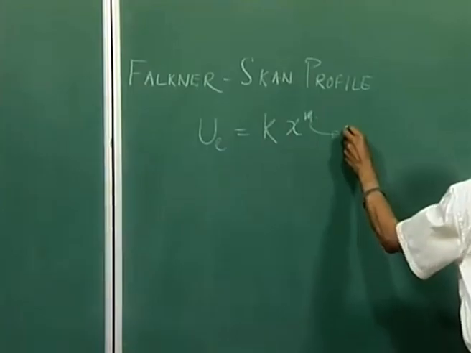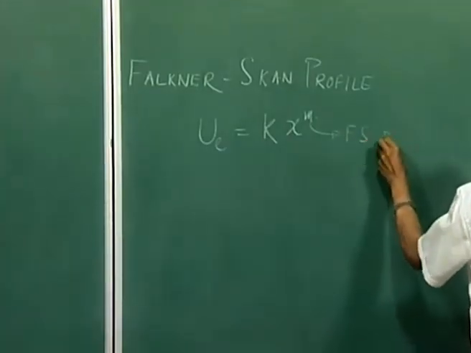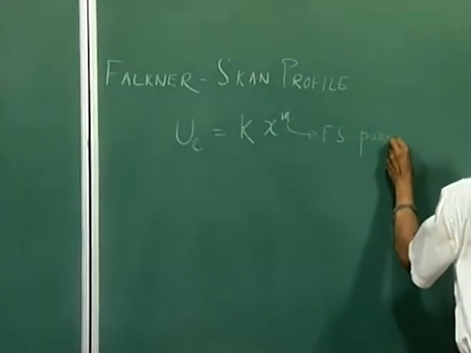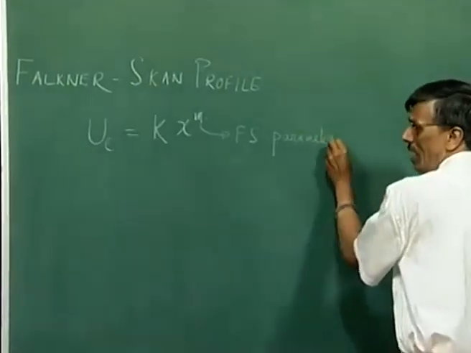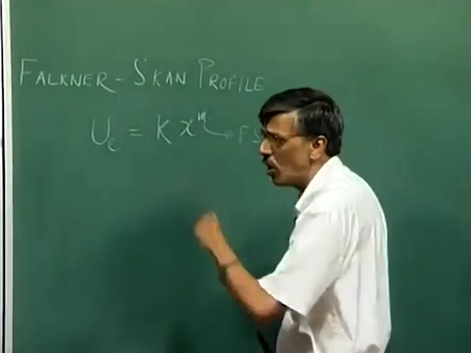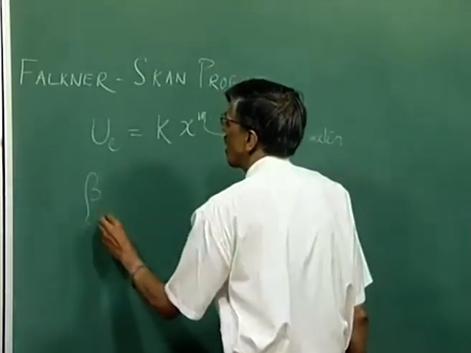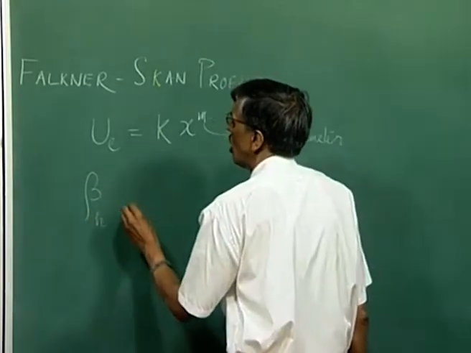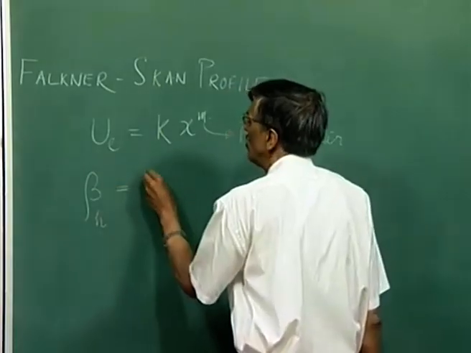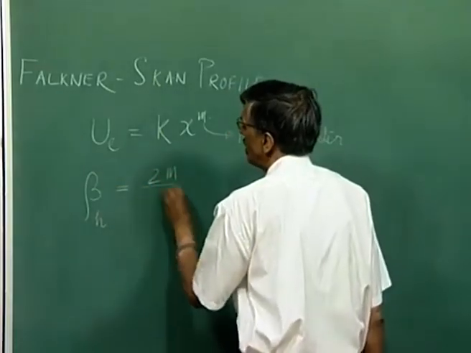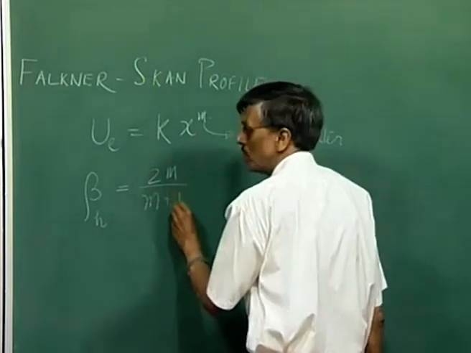Okay. However, lots of work has been done, and Hartree specifically notes that what is of interest is this parameter called beta h, or the Hartree parameter, which is equal to 2 m divided by m plus 1. Okay.